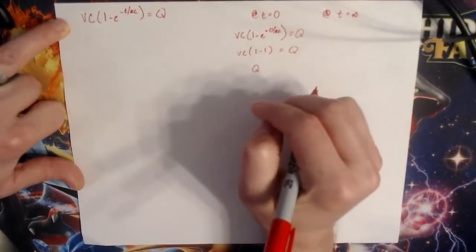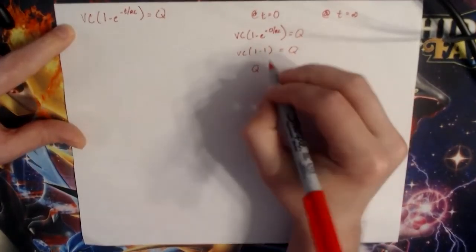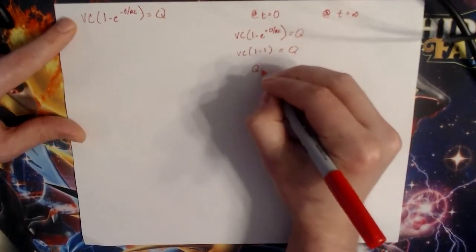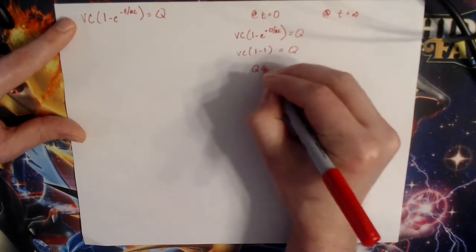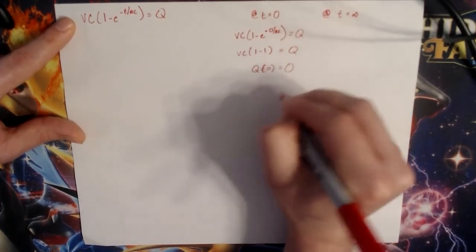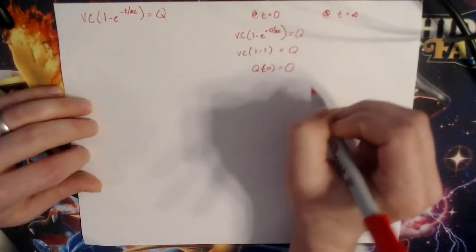So at time 0, we find that 0 times this is 0. Actually, I was thinking too hard ahead. My bad. So this is just VC. That's fine. So Q at time 0 equals 0. This is exactly what we expect. We're going to draw a graph here in a second.